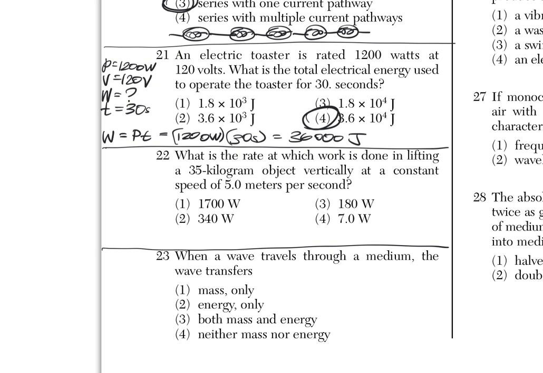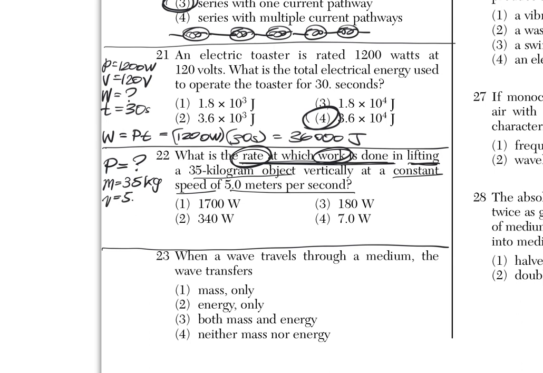I love when they say this. And they're trying to trip you up. They do not want to know what the work is, the rate of work. So they want to know what is the power. They're asking you about the power. And you are lifting a 35 kilogram object. So the mass is 35 kilograms, and it says at a constant speed of 5 meters per second. So I know that the speed is 5 meters per second, and it wants to know the power.